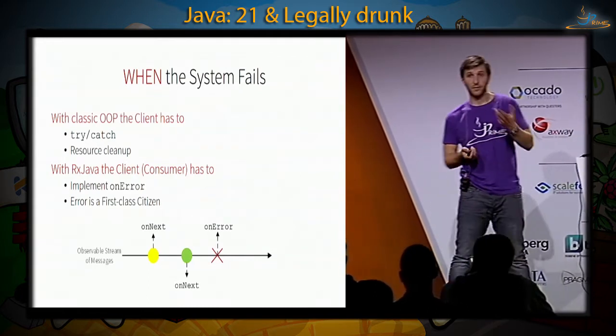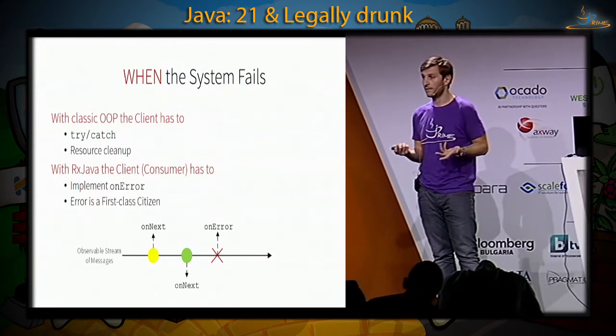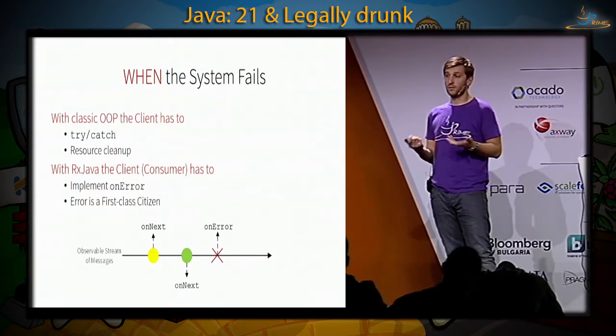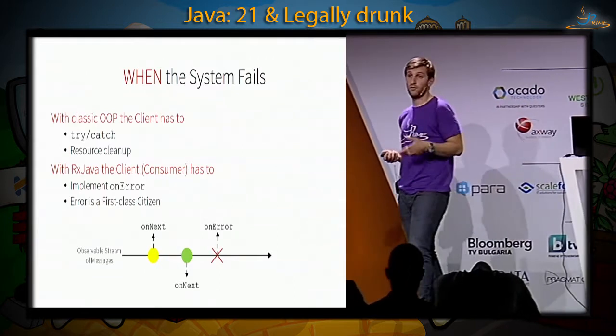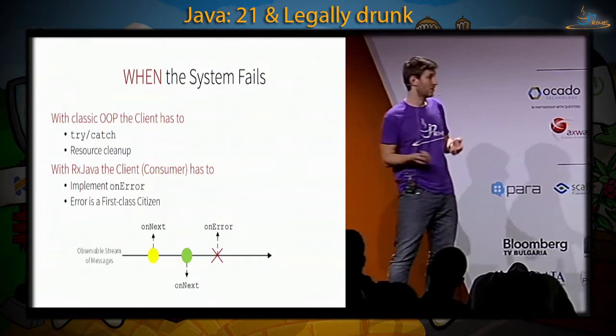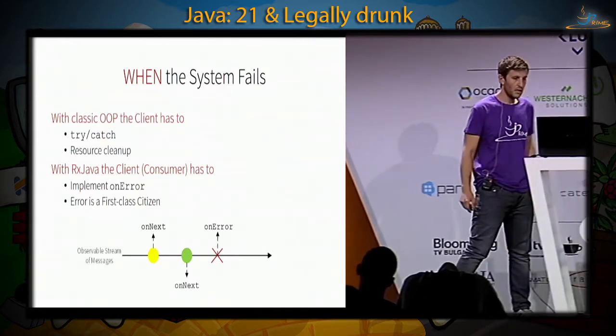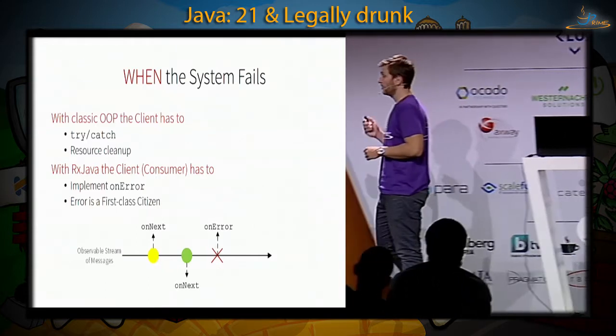Well, basically, when you implement a consumer, you need to implement the observer interface. And one of the methods in the observer interface is the onError method. So basically, your code won't compile if you don't implement that method, which is very nice, right? And this is all great. I mean, this is all great and nice and everything, but there is one problem.